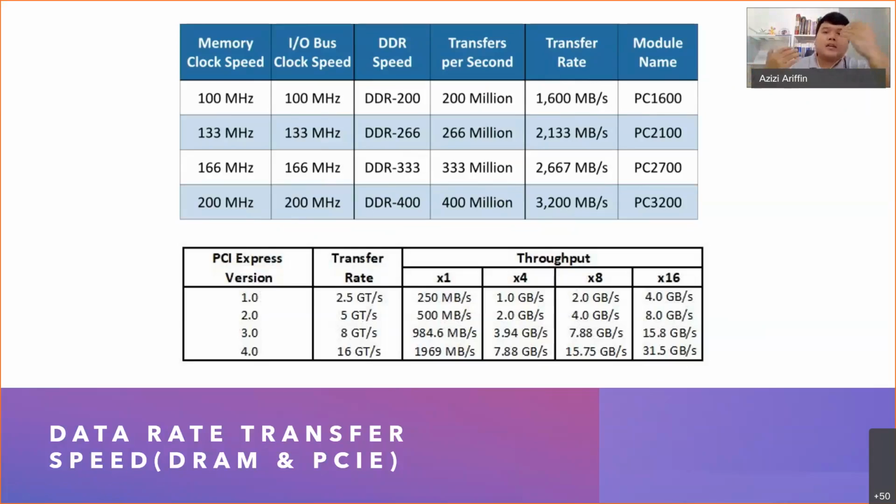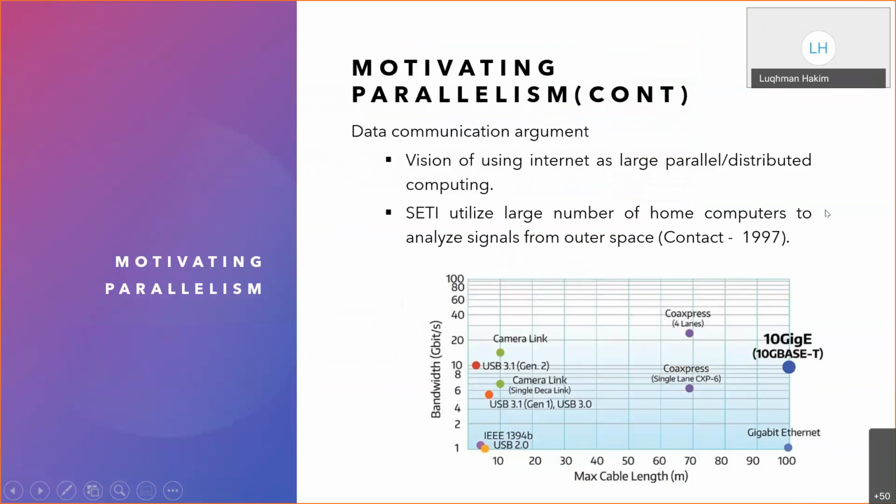So that's why kita kena mesti parallel processing, right? To keep up with the development of memory speed and disk speed. Boleh? Ada soalan? Okay. Right. So another argument is the data communication argument.